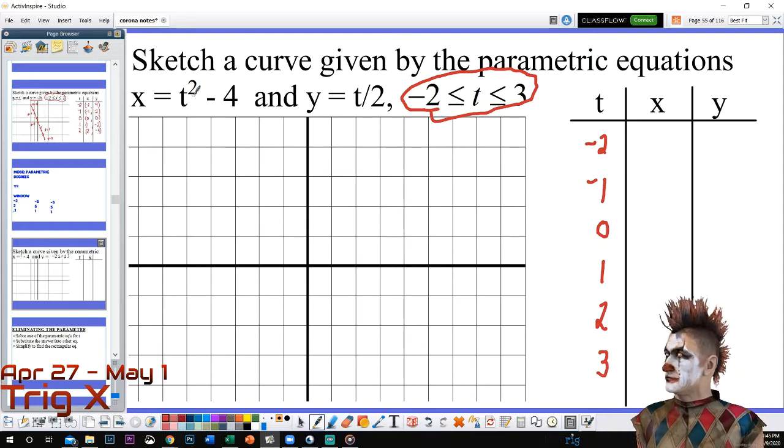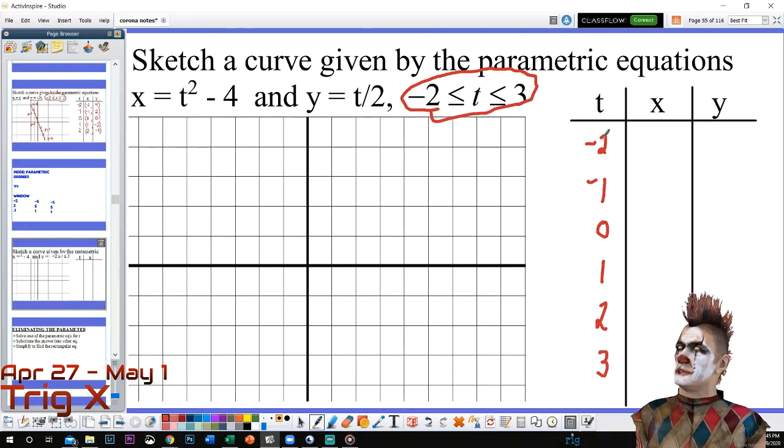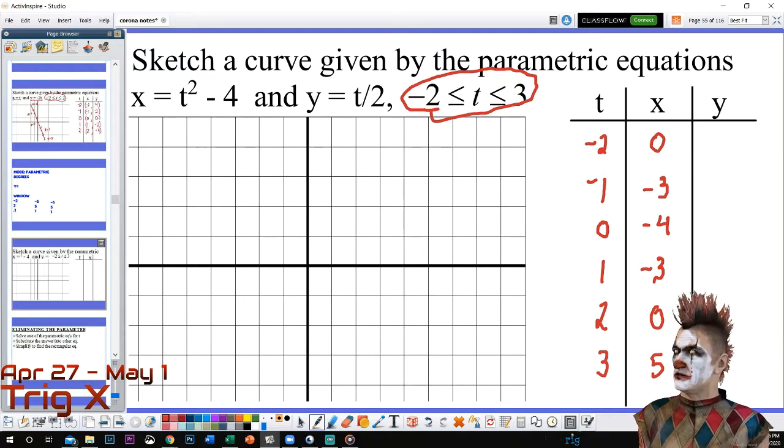It tells me that x is t squared minus 4. So -2 squared minus 4 is 4 minus 4. -1 squared minus 4 is 1 minus 4. 0 squared minus 4. 1 squared minus 4. 2 squared minus 4. And 3 squared minus 4. That was pretty easy to do.